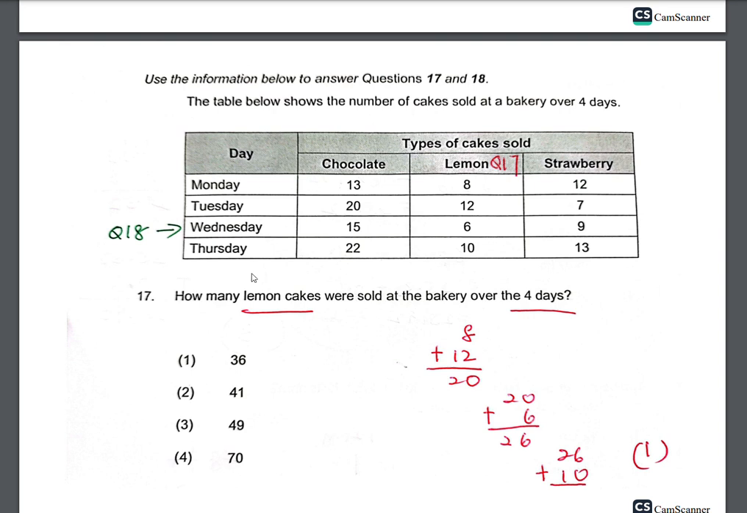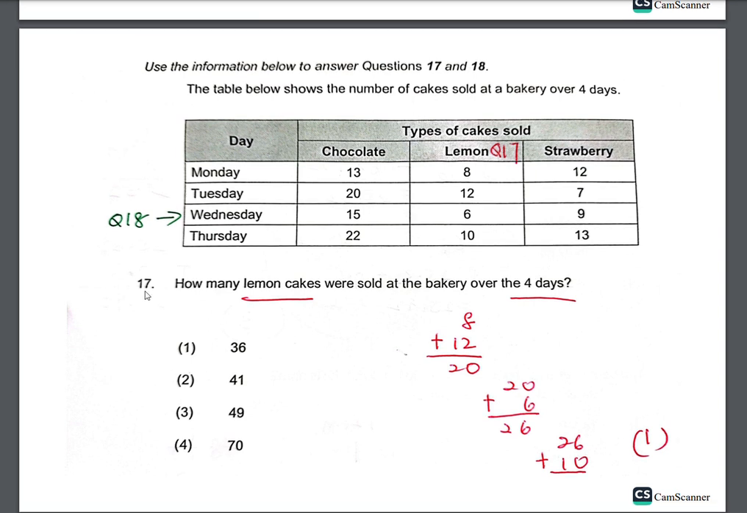Now, how many lemon cakes were sold in the bakery over 4 days? So I look at lemon cake. So I only focus on lemon cake. 4 days means Monday, Tuesday, Wednesday, Thursday. So simply add all these. 8 plus 12 is 20. Then I plus 6, I get 26. I plus 10, I get 36. So the answer for question 17 is 36. Option is 1.